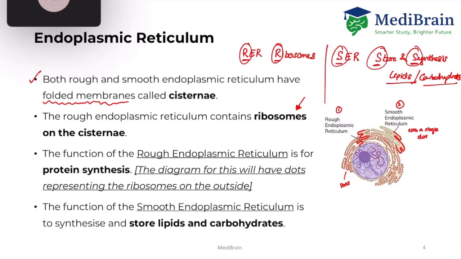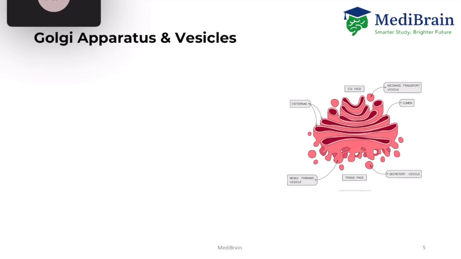So that was the endoplasmic reticulum. There are two that you need to know, the smooth endoplasmic reticulum and the rough endoplasmic reticulum. Now, the next thing that we're going to move on to is the Golgi apparatus and vesicles. This is also a new concept.